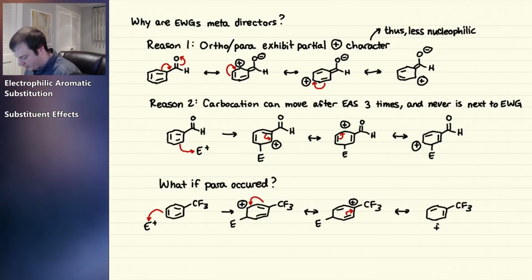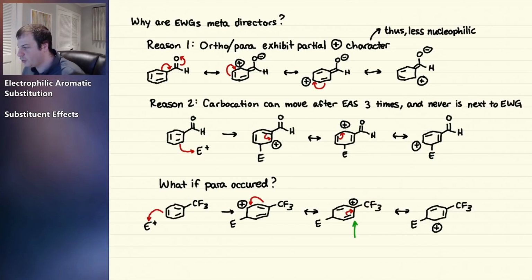And put the carbocation down here now. Okay, so what's the big deal? It looks like we have 3 resonance structures again, but no. Look at this structure right here. Look at where the carbocation is. The carbocation is placed directly next to a strong electron withdrawing group.